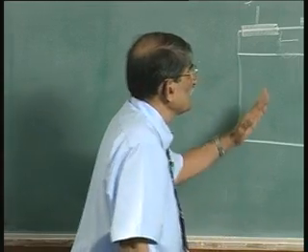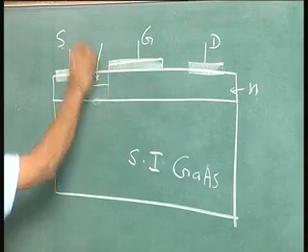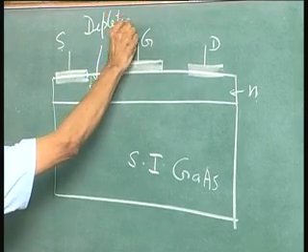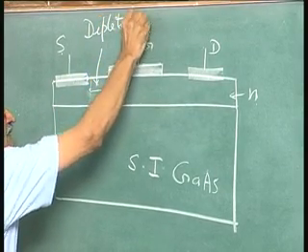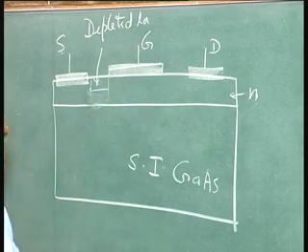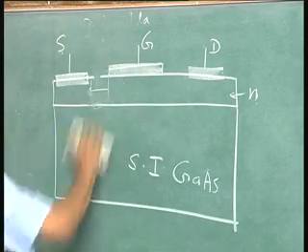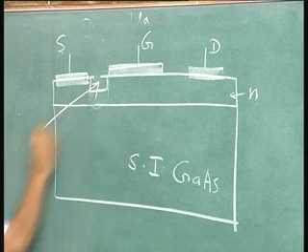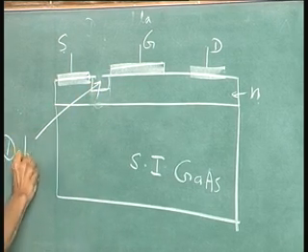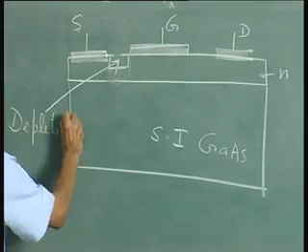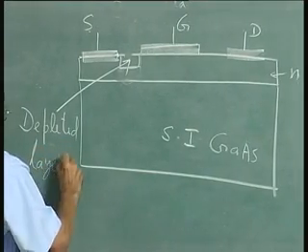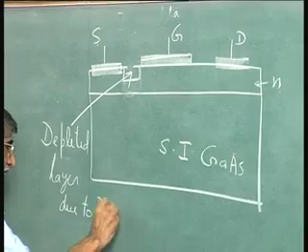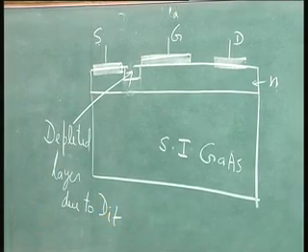This is why this is the depleted layer, due to DIT. That is all what I want to point out right now.